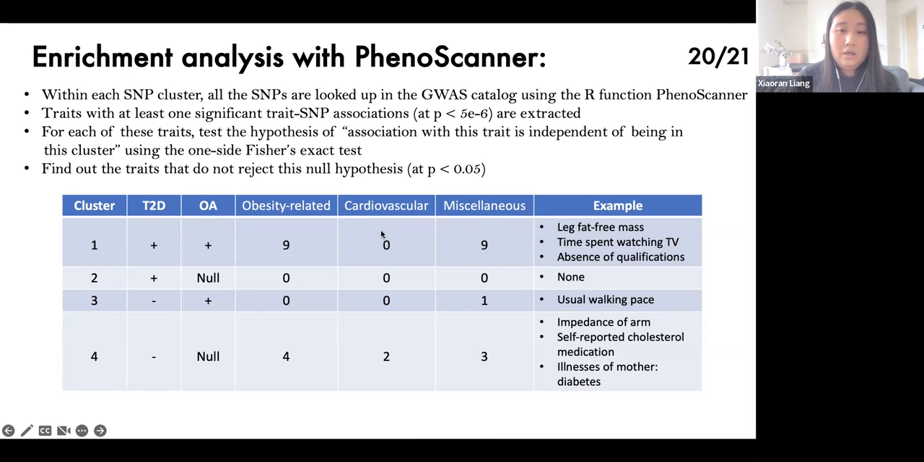So from these enrichment analysis results, it might indicate that the pathway underlying the increasing risk for both conditions might not be through a metabolic pathway, and we might want to further investigate the roles of some of the traits, maybe using multivariable MR studies.